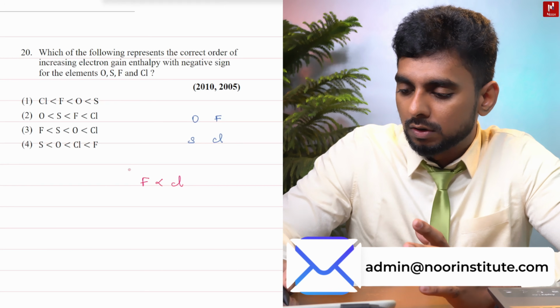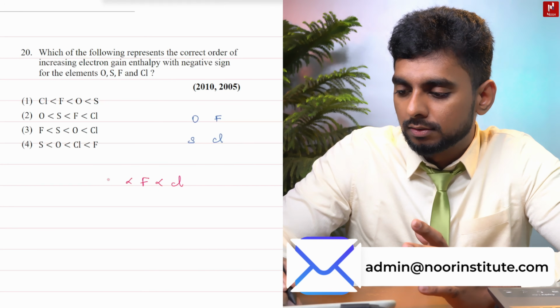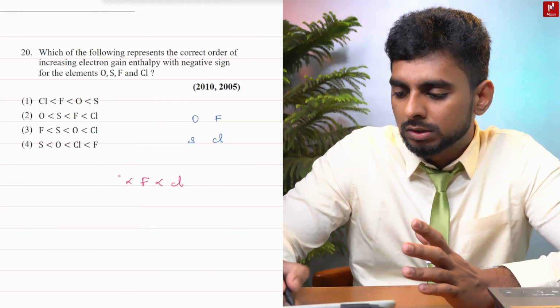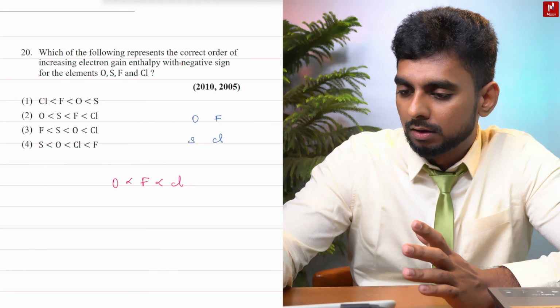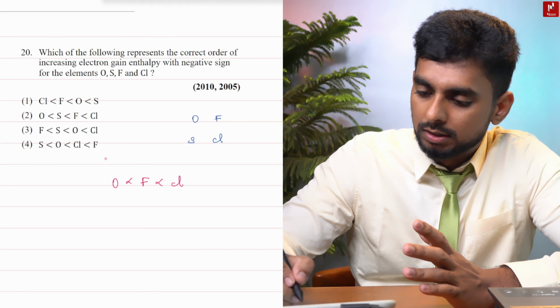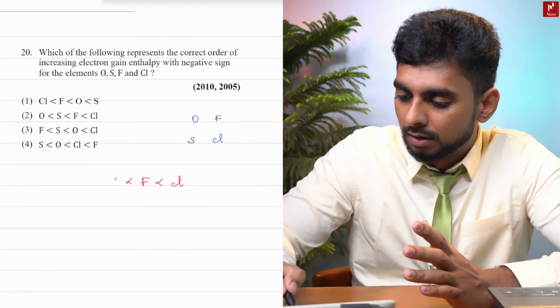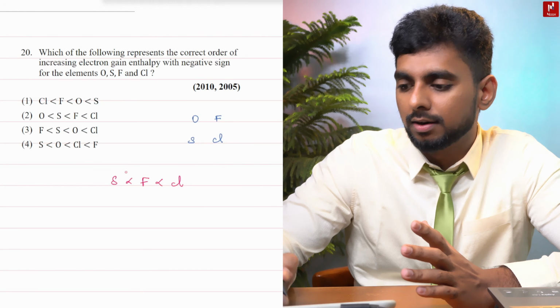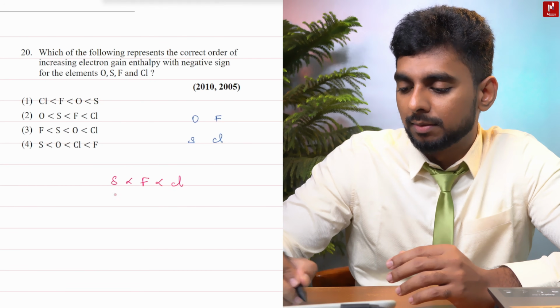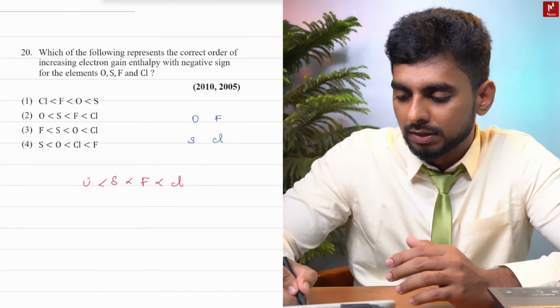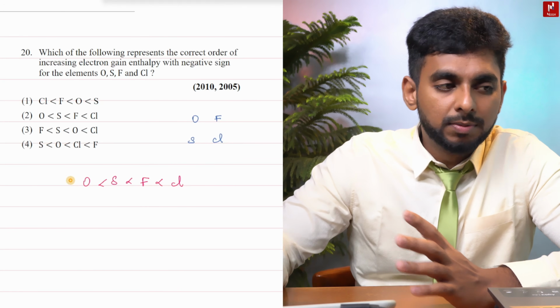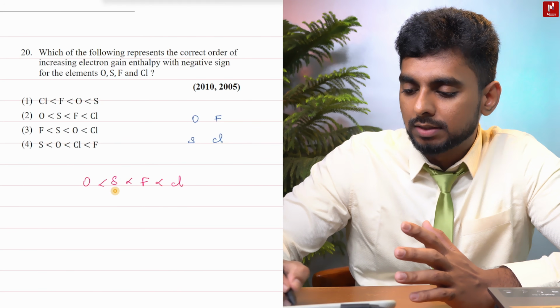Here, before this one you would have got oxygen, and before that, sorry, I've made a mistake. Before this one you would have got sulfur, and then oxygen would have had the lowest electron gain enthalpy out of all of these, so that will be the very first. It should be clear.